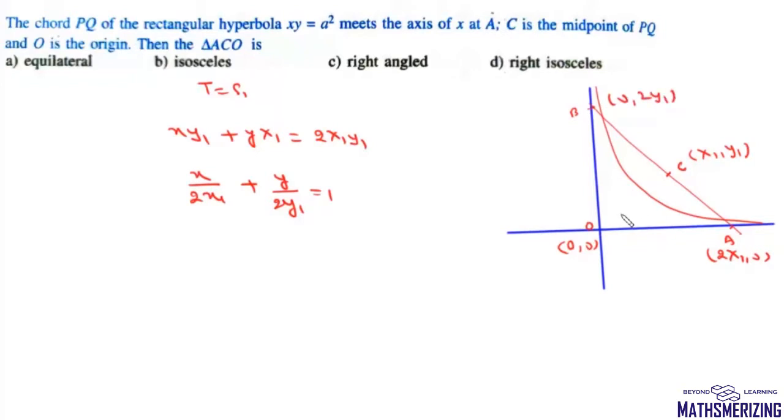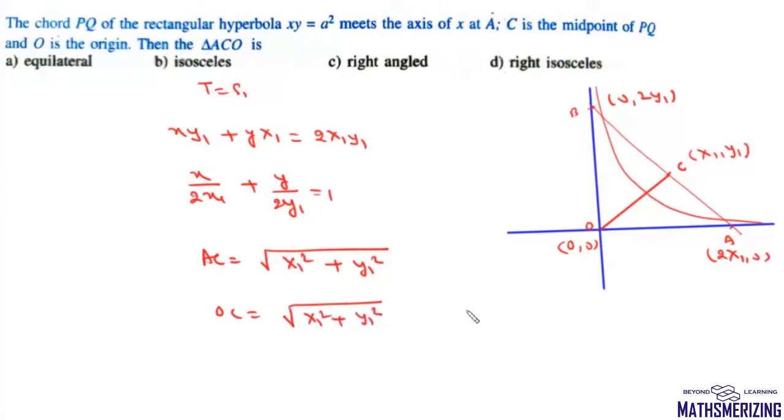Now we have to find the nature of this triangle ACO. Now we will find AC. AC will be under root of x1 square plus y1 square, and we will find OC. OC is under root of x1 square plus y1 square, and OA is simply 2x1. Now here AC is equal to OC. This triangle ACO is an isosceles triangle, and that's your option number B.